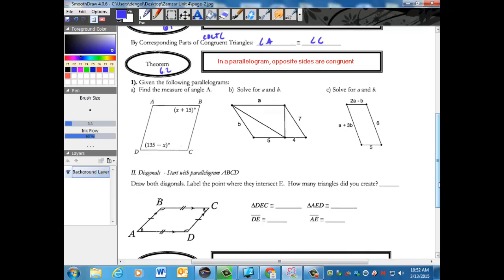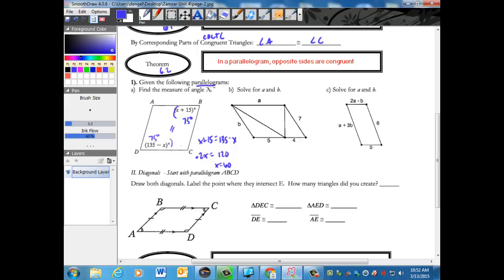All right, moving down below, here's a problem. Now, we're told that the shape is a parallelogram, therefore opposite angles are congruent. Set them equal to each other. X plus 15 equals 135 minus x. Positive 2x equals 120. X equals 60. That gives me a 75-degree angle here and a 75-degree angle here.